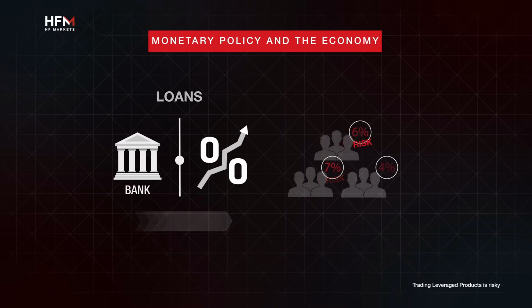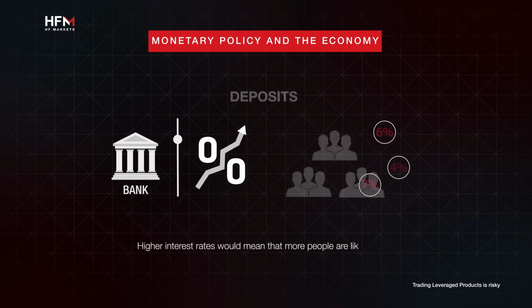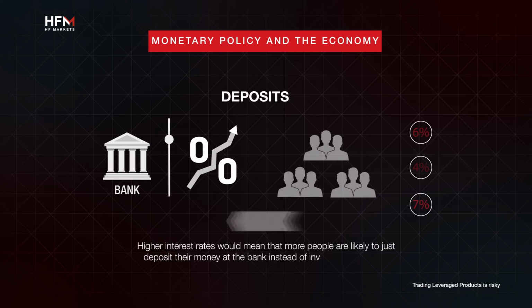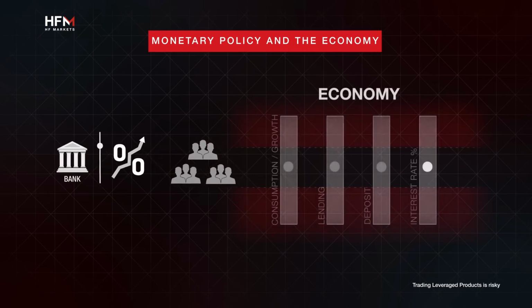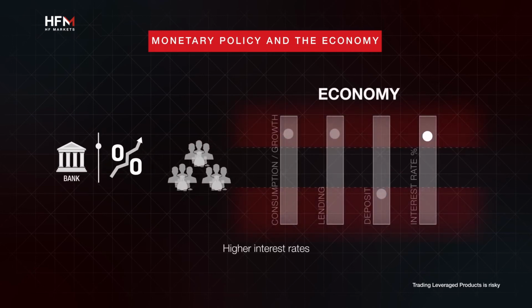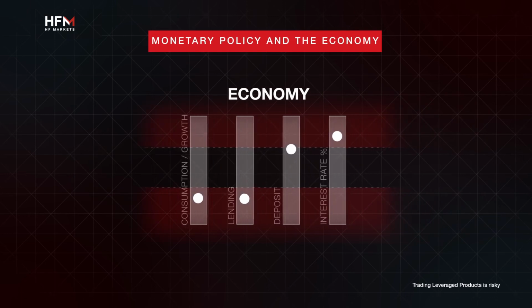In a similar manner, higher interest rates would mean that more people are likely to just deposit their money at the bank instead of investing it elsewhere. This would mean that less money will go for investment purposes and more money will remain at the bank, again cooling off the economy. Finally, higher interest rates mean that existing borrowers will have to repay a larger amount of money back to the bank. This will have to be taken off their budget, thus reducing consumption and easing growth. Reducing the amount of lending is expected to stabilize the amount of money in the economy and hence ease inflationary pressures.